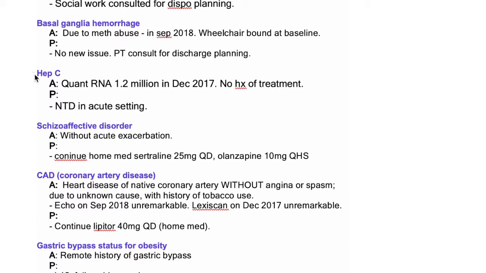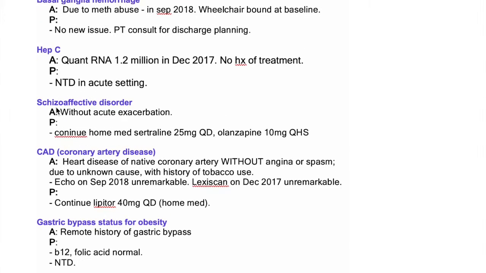Other problem patient had was hepatitis C, no history of treatment, nothing to do in acute setting, and one can argue that this does not even need to be an assessment and plan because I'm absolutely doing nothing for this. I could just have written untreated hepatitis C in the problem list, and that would be okay.